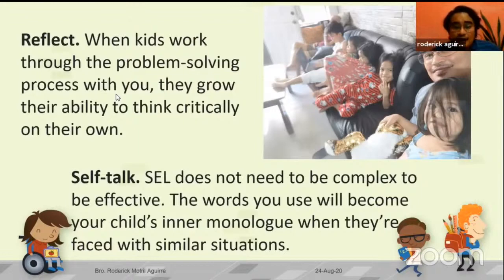Next is self-talk. Social emotional learning does not need to be complex to be effective, okay? The words you use will become your child's inner monologue when they're faced with similar situations. So the way they see me, that's why I bring them to my workplace. Kasama ko sila to see how I deal with other people, how I talk to people.